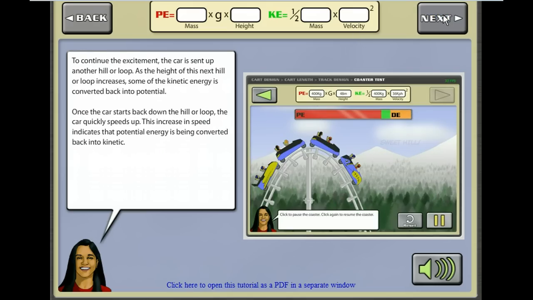To continue the excitement, the car is sent up another hill or loop. As the height of this next hill or loop increases, some of the kinetic energy is converted back into potential. Once the car starts back down the hill or loop, the car quickly speeds up. This increase in speed indicates that potential energy is being converted back into kinetic.